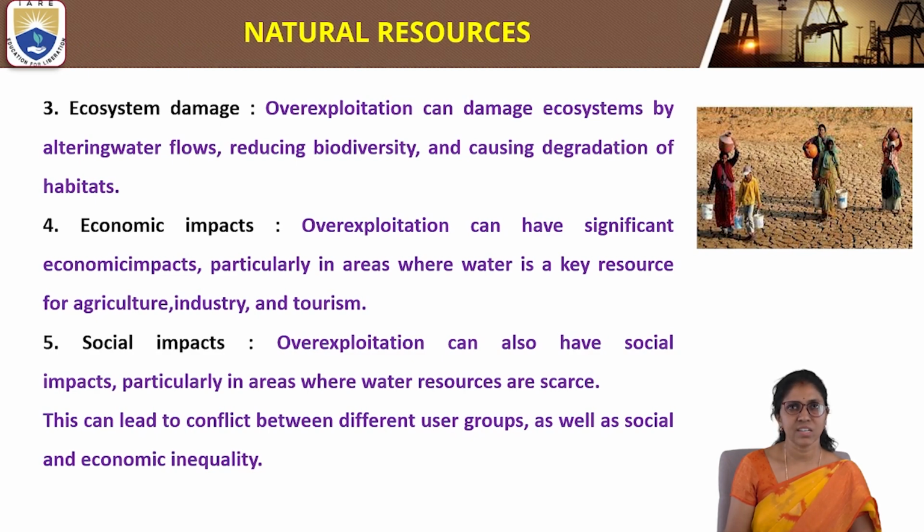The third one is ecosystem damage. Over exploitation can damage ecosystems by altering water flows, reducing biodiversity, and causing degradation of habitats.